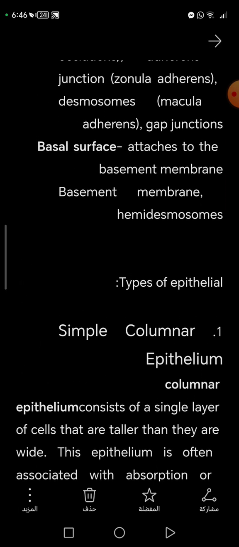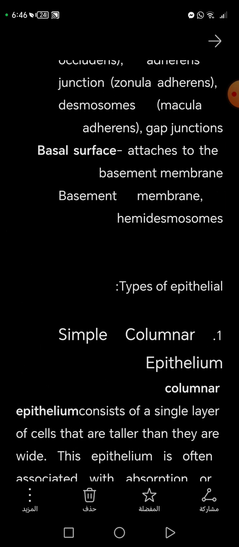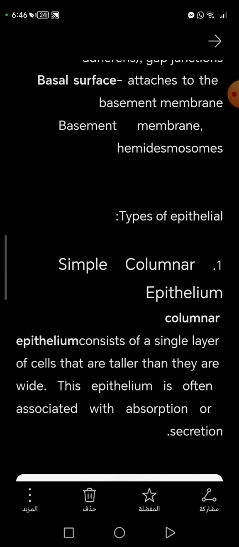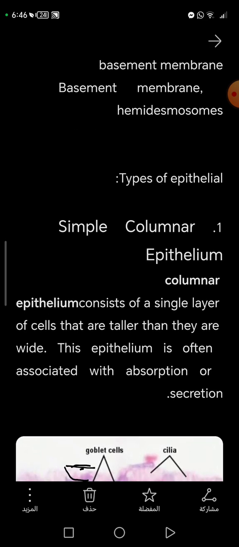Here we can see simple columnar epithelium first. By the name, we know they are divided into columns, so they are columnar in shape. I'll explain how to recognize them. Columnar epithelium consists of a single layer of cells that are taller than they are wide, okay?